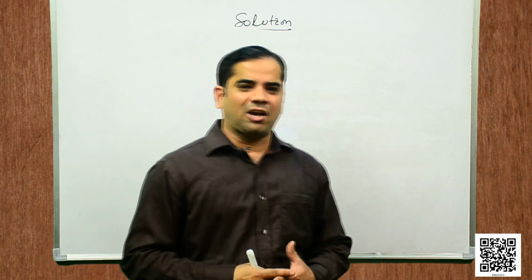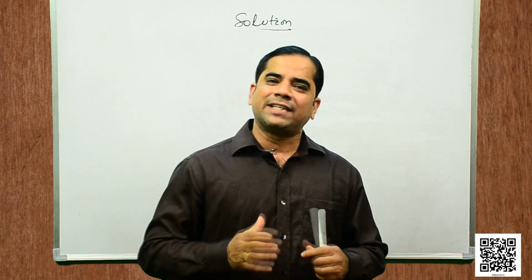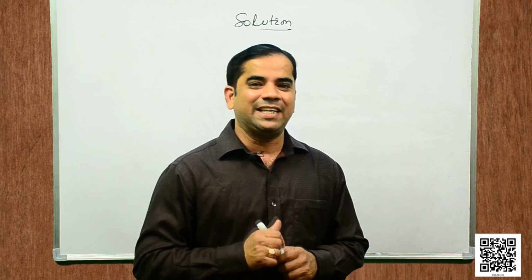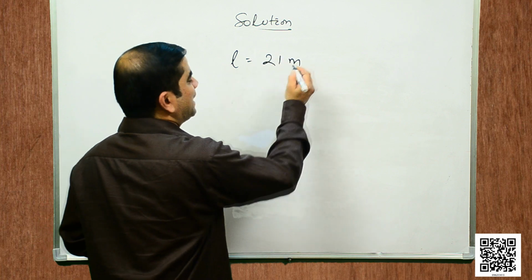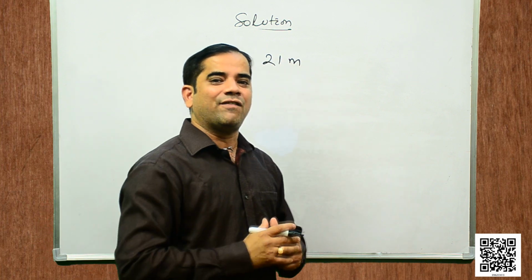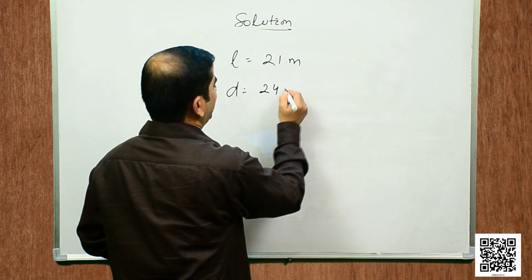Students, let us now solve question number 2. Okay. It says, find the total surface area of a cone if its slant height is 21 meter and diameter of its base is 24 meter. So, let us solve the question. What is the given data? Slant height is 21 meter. So, L is equal to 21 meter and the diameter of the base is 24 meter. So, D is equal to 24 meter.